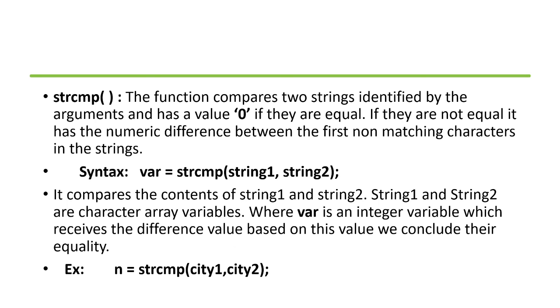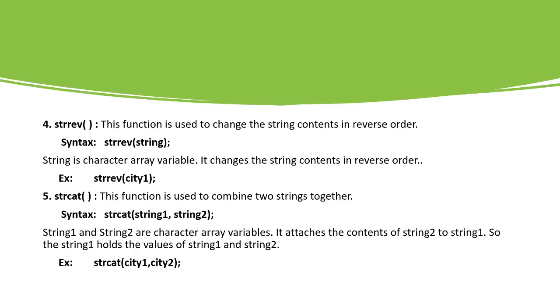And string comparison. In order to compare both strings, whether they are equal or not, we use the string comparison function. The resultant difference value is going to be stored in the variable. If the variable is equal to 0, that clearly indicates both strings are the same. If it is other than 0, then it indicates both strings are different. The comparison result is stored in the variable.